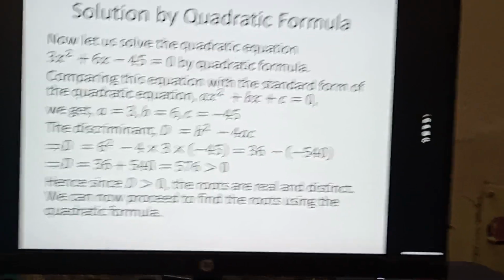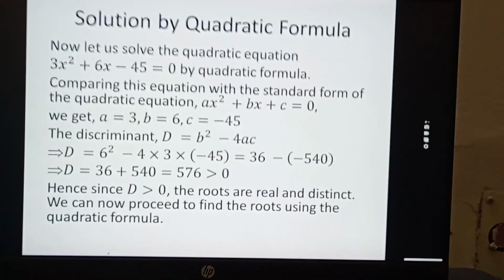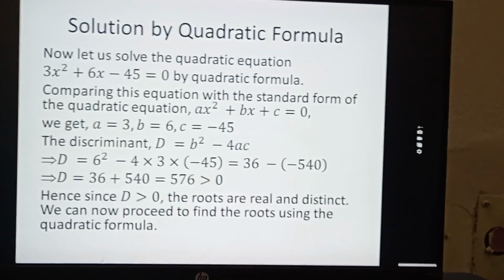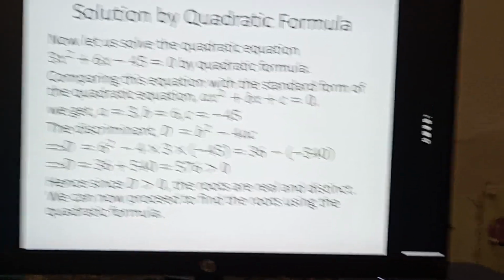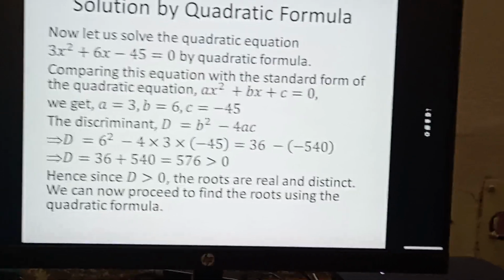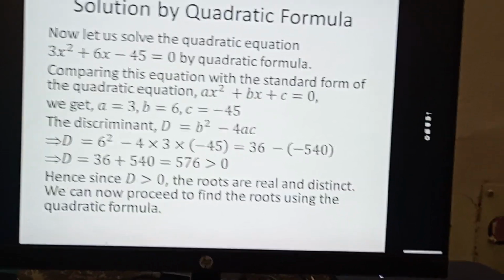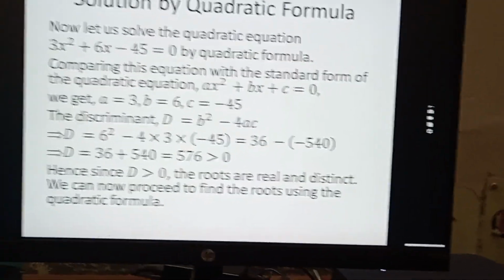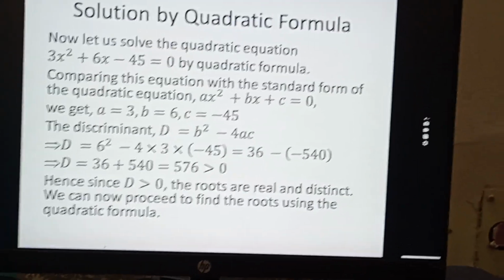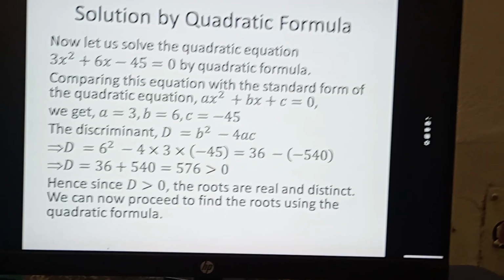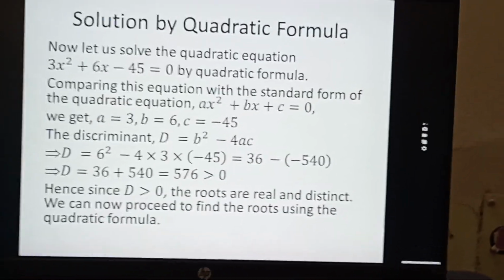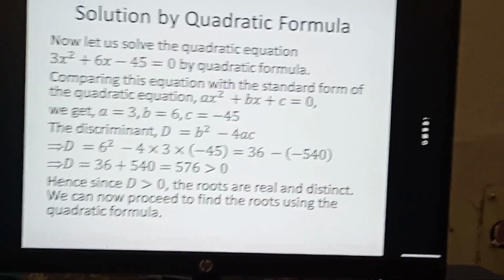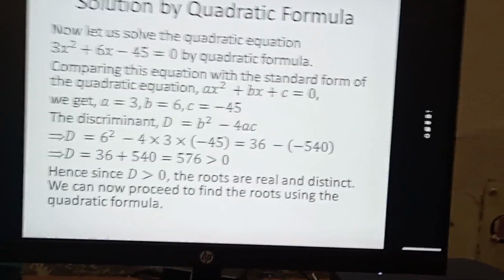The discriminant capital D is equal to B squared minus 4AC. So D is equal to B squared, B is 6, so 6 squared minus 4 into A is 3 and C is minus 45, minus into minus plus. So it becomes 36 minus of minus 540. Combining these, we become plus there. So D is equal to 36 plus 540, which is 576, which is greater than 0. So since D is greater than 0, the roots are real and distinct.